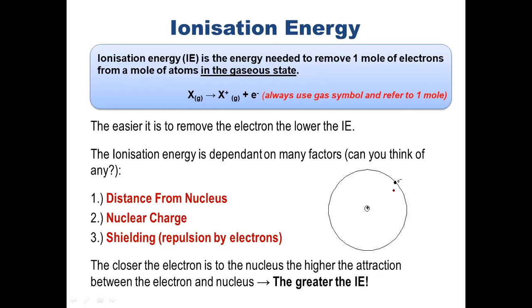So the closer the electron is to the nucleus, the higher the attraction between the electron and the nucleus, the greater the ionization energy. And the same idea with the nuclear charge: the higher the nuclear charge, the greater the ionization energy. The less shielding, the greater the ionization energy. You need to understand these factors and be able to compare them for all sorts of different situations. So feel free to pause it and note it down, and then we're moving on.